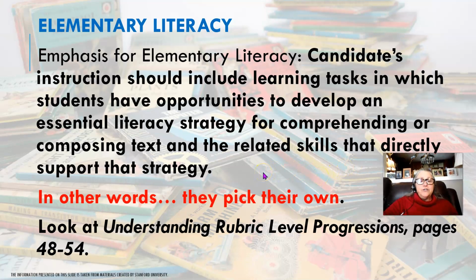Elementary literacy. Yours is really weird because you pick your own. So what you do to choose your subject-specific emphasis is that you have to establish your central literacy strategy and one or more related skills. The way to find that is to look in the back of your understanding rubric level progressions, where there's an appendix A. On the left you'll see listed essential literacy strategies, and on the right you'll see related skills. You need to choose one essential literacy strategy and at least one related skill.